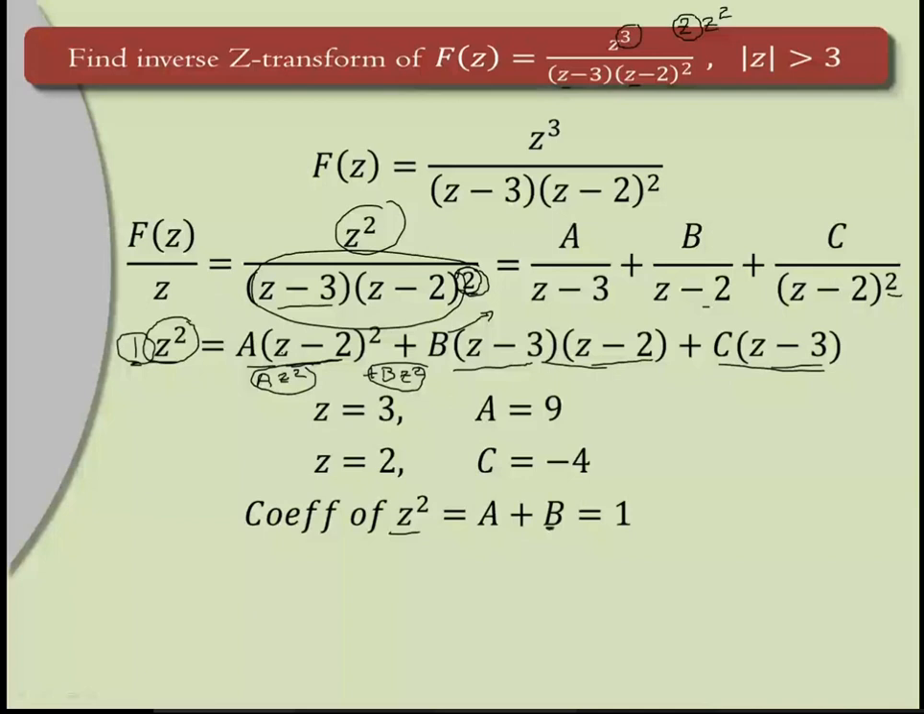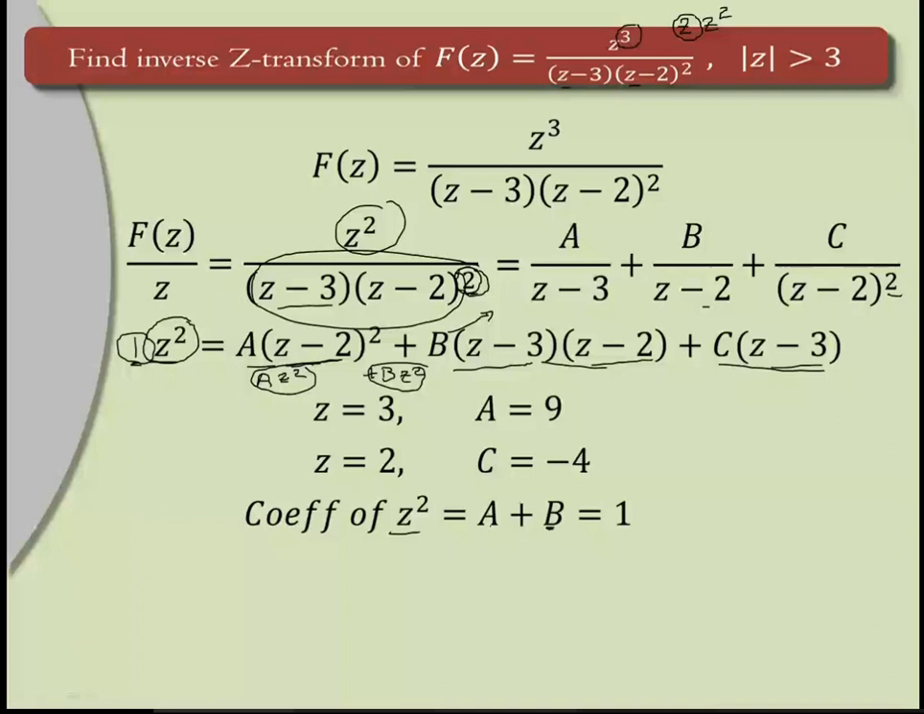Z square is quite easy because only a few z square terms are there. There are so many z terms: here one z, here one z, here one z. The constant term also appears in all three terms. So comparing the constant or z term is not that convenient. It gives us more terms, but for z square only two terms are there, so comparing that will be quite easy.